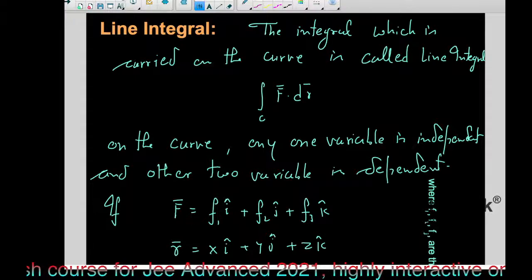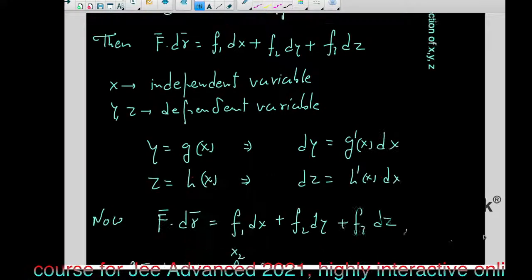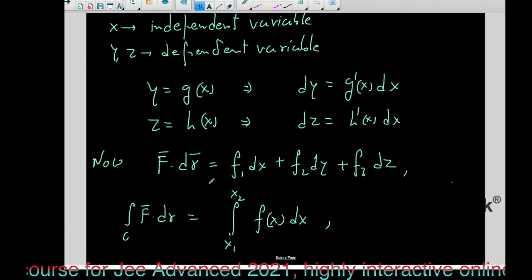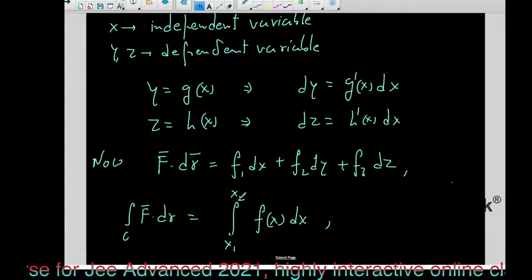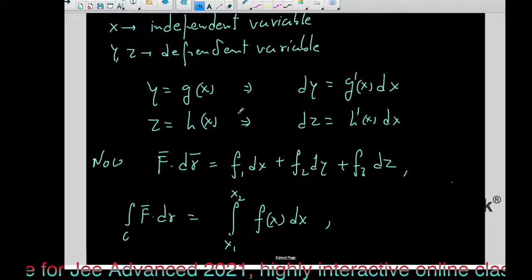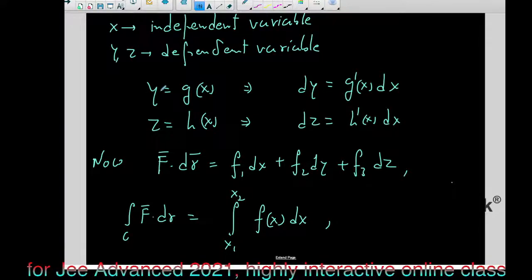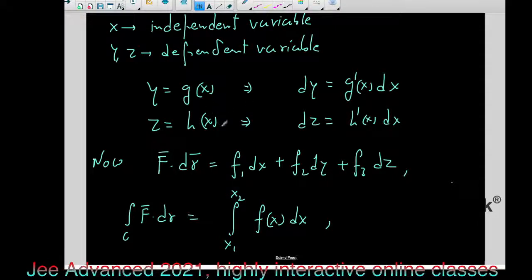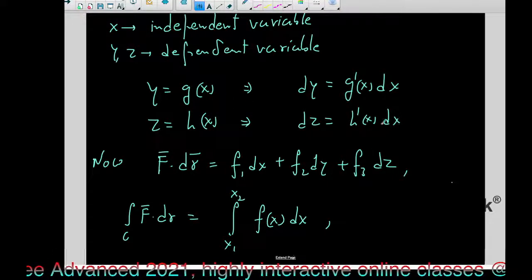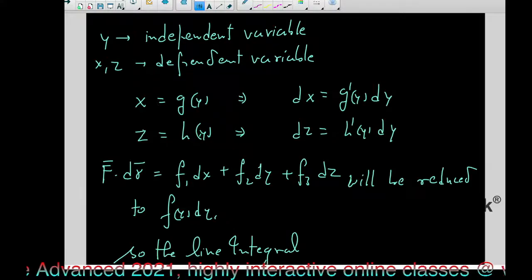So in the smooth curve, the line integral goes this way. f dot dr, just like here, we have to integrate along this curve. So we can go from x1 to x2, f(x) dx. The rest of the y and z variables are converted with the help of the functions given in the question as g(x) and h(x), and differentiate. Similarly, go for the y and z variables also.